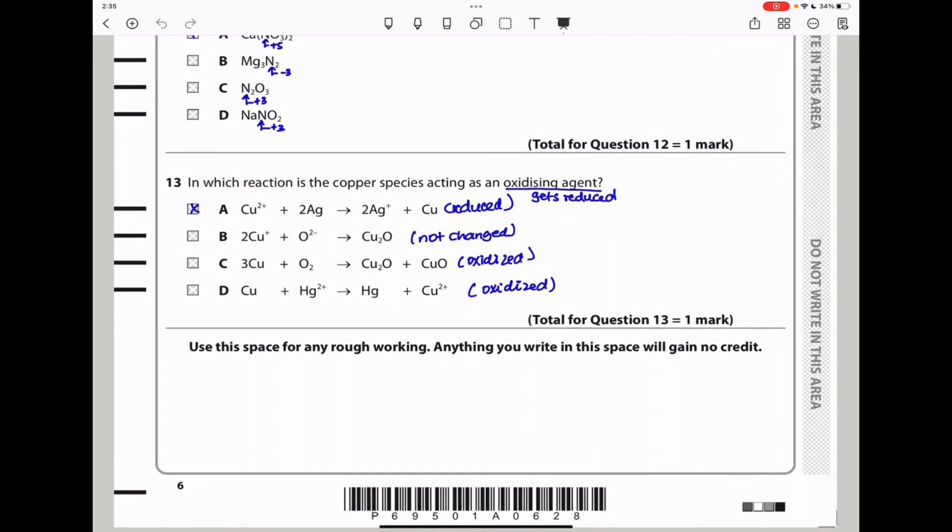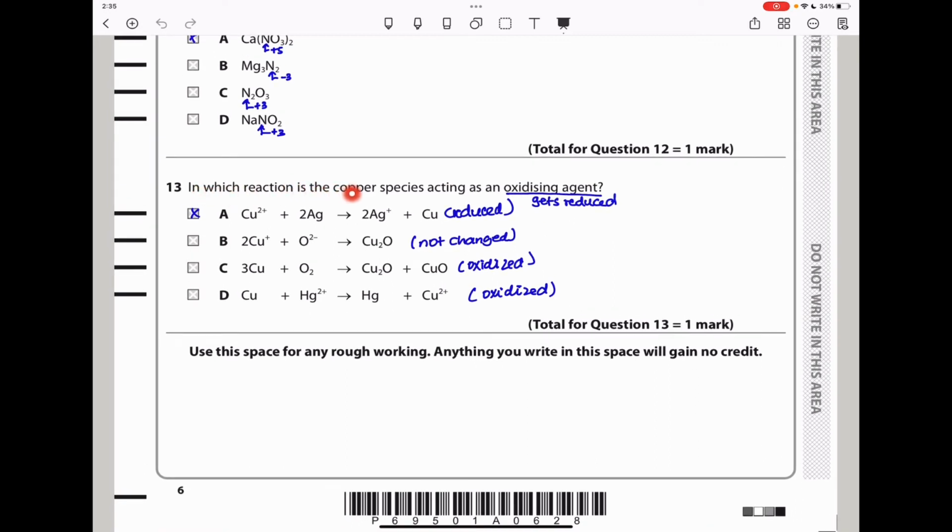Question 13 says, in which reaction is copper species acting as an oxidizing agent? One thing we need to know is an oxidizing agent gets reduced in a reaction. So we need to look at the reactant side and the product side and look how copper has been changed. Here we can see it's going to be 2+ and it's changed to 0.